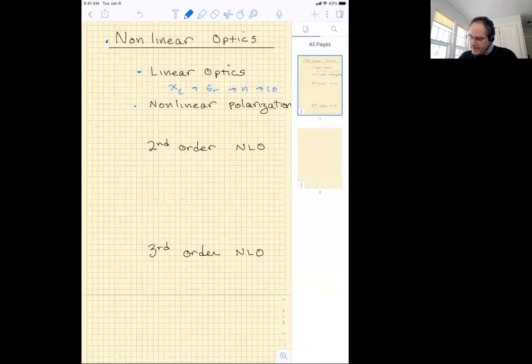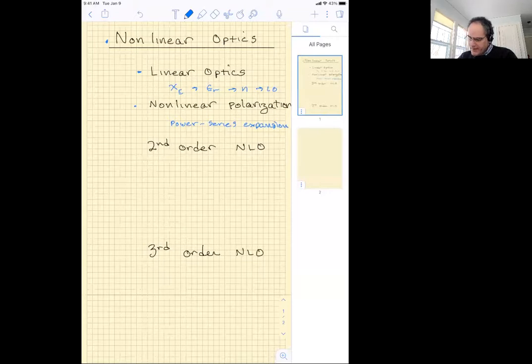And we'll see that in general, the polarization is a function of the electric field, but maybe not a linear function. However, often we can express it as a power series in electric field. Okay? And that'll lead us to talking about nonlinear optical phenomena of different orders associated with the terms in this power series expansion. Well, you'll see what we mean in a few minutes. So we'll talk about second order phenomena and then third order phenomena.